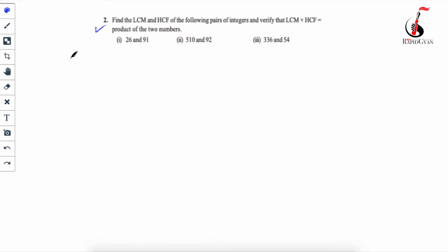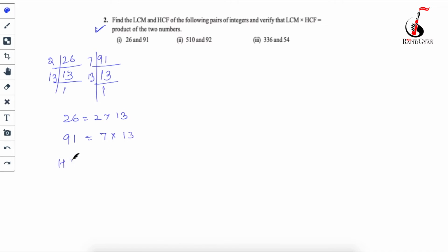First question, let's find its HCF and LCM. First question is your 26. Let's do the prime factorization. So it's 2, 13 and it's 13, it's 1. Then if I'm going for the 91, what will I get? 91 will be divisible first by 7, after that it will come 13 and then again 13 and 1. So let's write it over here. 26 is equal to 2 times 13 and 91 is equal to 7 times 13.